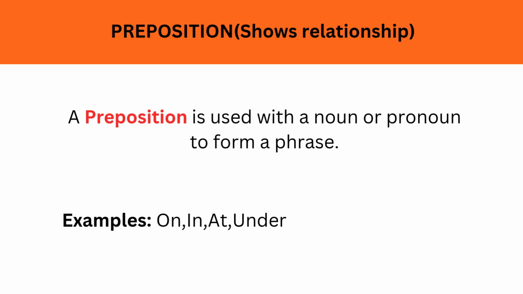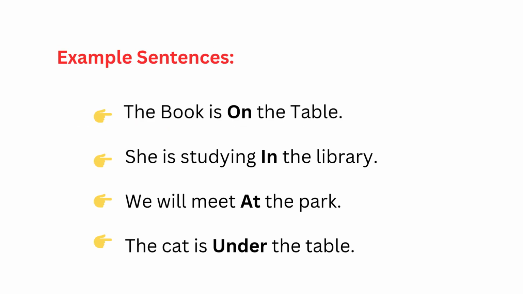Preposition. Preposition shows relationship. A preposition is used with a noun or pronoun to form a phrase. Examples: on, in, at, under. Example sentences: The book is on the table. She is studying in the library. We will meet at the park. The cat is under the table.